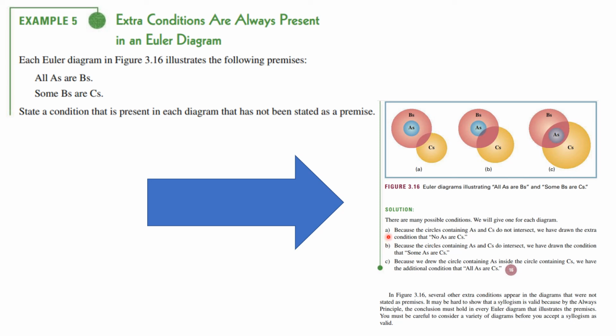Because the circles containing A and C do not intersect, that's in the first one, we have drawn the extra condition that no A's are C's. In B, because the circles containing A's and C's do intersect, we have drawn the additional condition that some A's are C's. And over here, we've shown that all A's are C's. So you see you do have these conditions, and it can be tricky doing Euler diagrams.